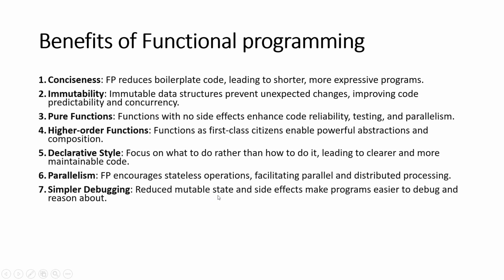In functional programming there are situations where we may need to modify the objects, but we will do it in an immutable manner. But there are some situations where we may need to create impure functions also. But since we are reducing the mutable state and side effects, it makes programs easier to debug and reason about. If we create immutable objects, it is easy for debugging also.